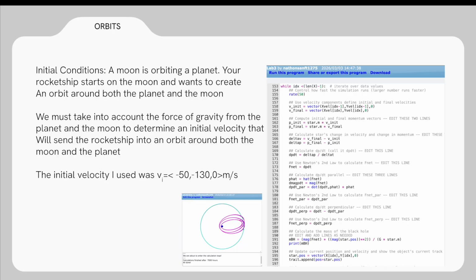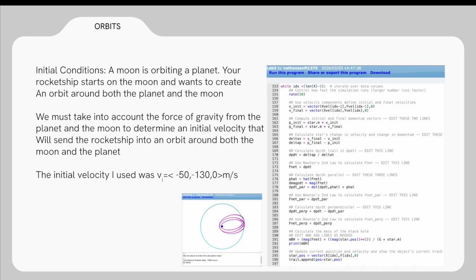The initial velocity I used was 50 meters per second in the negative x direction and 130 meters per second in the negative y direction. Again, on the right hand side, you can see the iterative loop that I use to continuously update the velocity, momentum, and net force acting on the rocket by both the planet and the moon, which is what allowed me to continuously calculate the orbit.